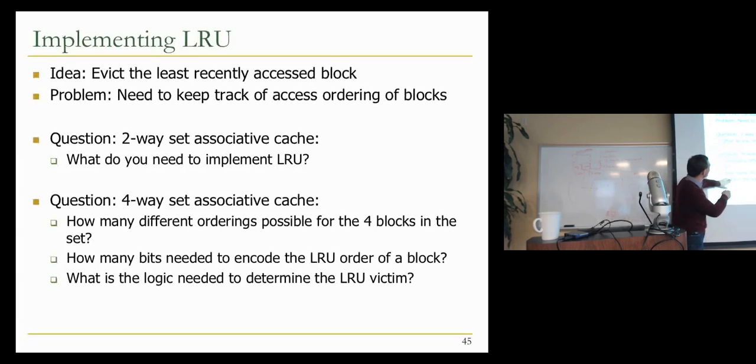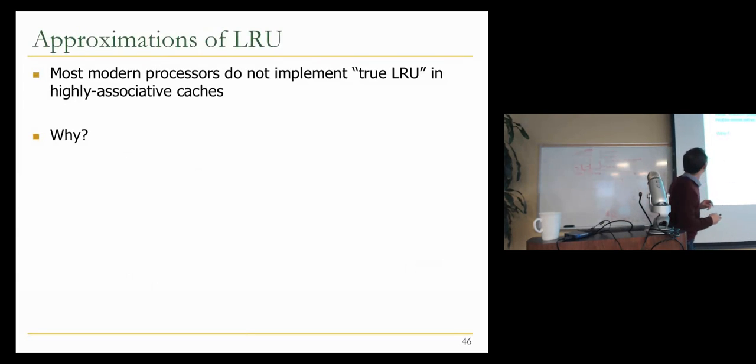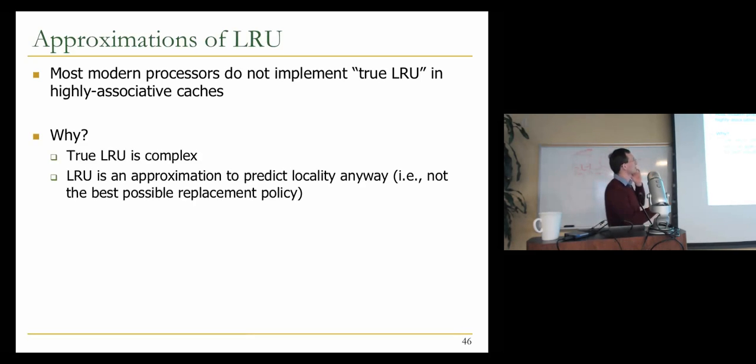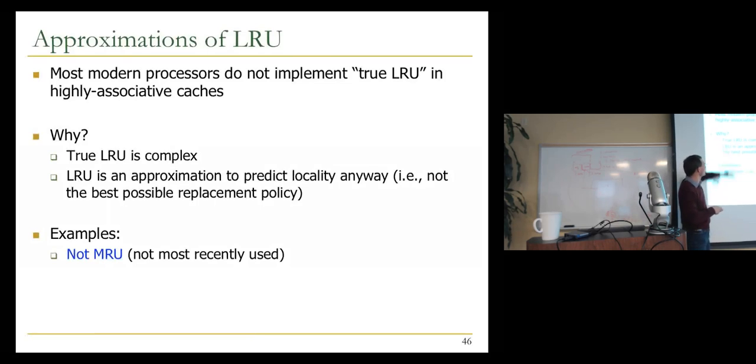And as n, the associativity, goes higher, the complexity actually becomes higher too. Basically, for an 8-way associative cache, you have 8 factorial. For a 32-way associative cache, you have 32 factorial, which is a pretty large number, I think. Okay, so many processors actually do not implement true LRU in highly associative caches because of this reason. True LRU means a perfect way of keeping that ordering. True LRU is complex. There are two reasons, actually. One is true LRU is complex, and the second is, why bother anyway if this is not the best policy for all access patterns, right? It's really an approximation to predict locality. It's not necessarily the best possible replacement policy.